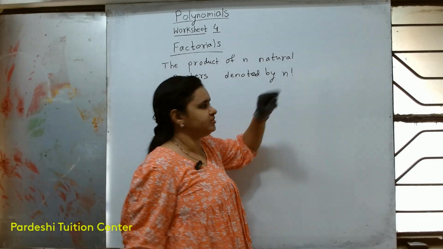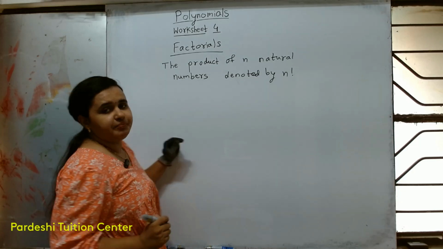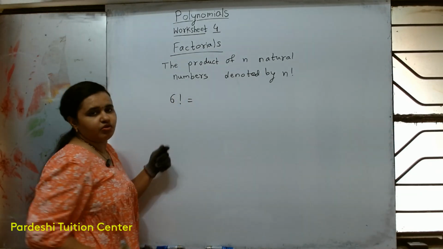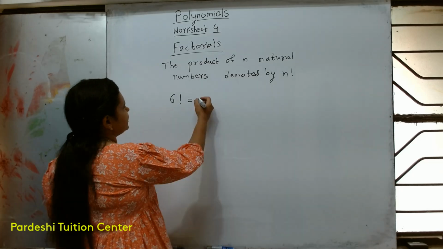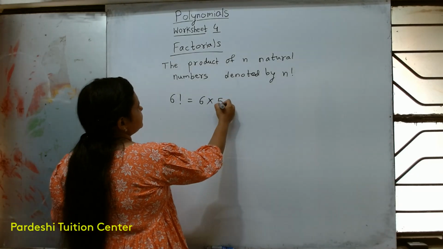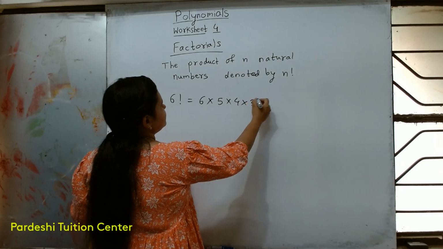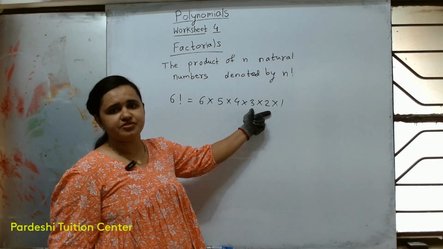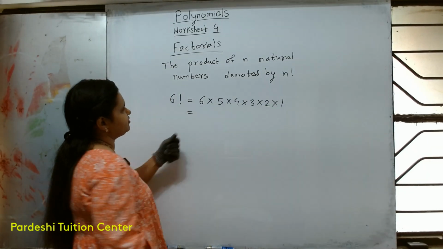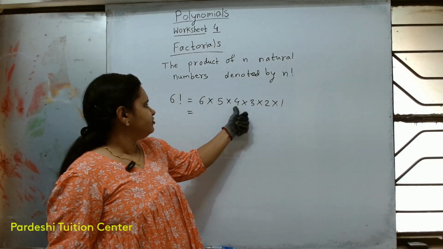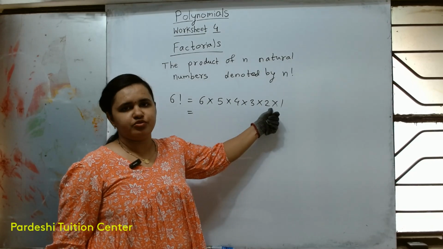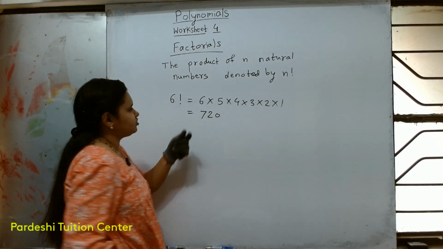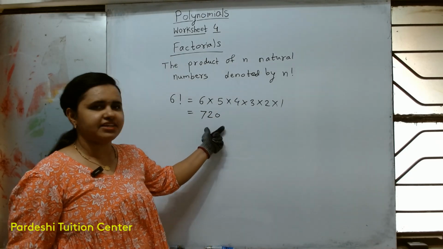Now, in simple terms, if I ask what is the factorial of 6, what is 6 factorial? How will you calculate it? It will be 6 into 5 into 4 into 3 into 2 into 1. This is the answer of 6 factorial. 6 fives are 30, 4 threes are 12, 12 twos are 24, 24 into 30 is 720. So the answer of 6 factorial is 720.